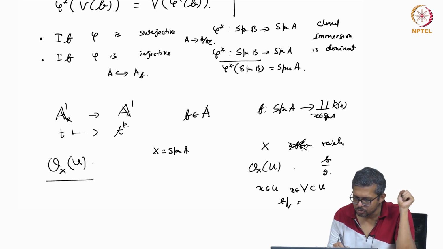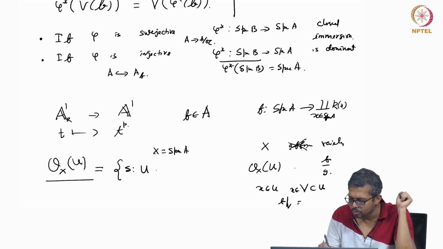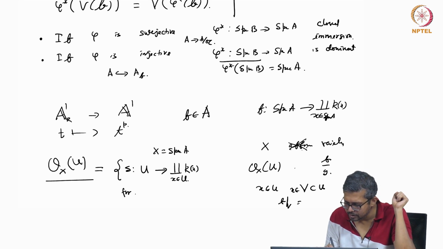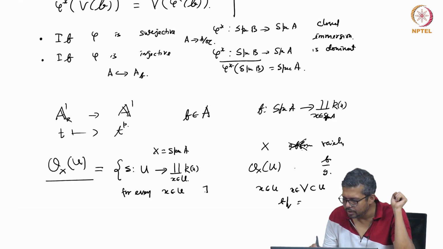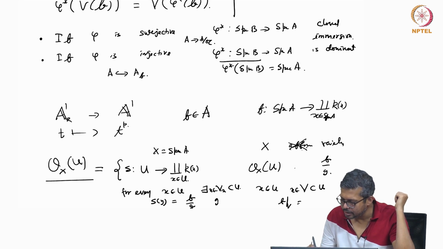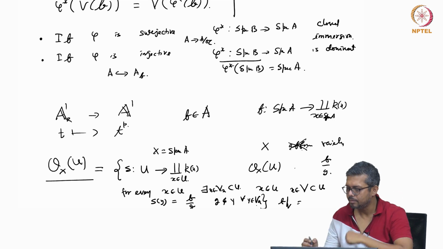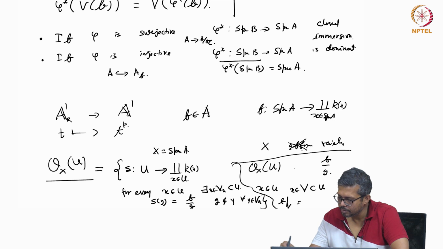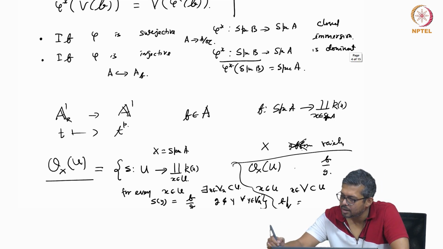So O_X(U), these are called sections. In the case of affine schemes, the functions are called sections: s from U to the disjoint union of k(x), x belonging to U, such that for every x in U, there exists a neighborhood V_x containing x and inside U, such that s(y) is equal to f by g, where g does not belong to y, for all y belonging to V_x. So this is the way of defining functions.